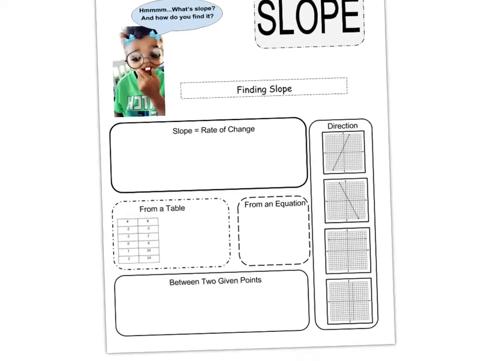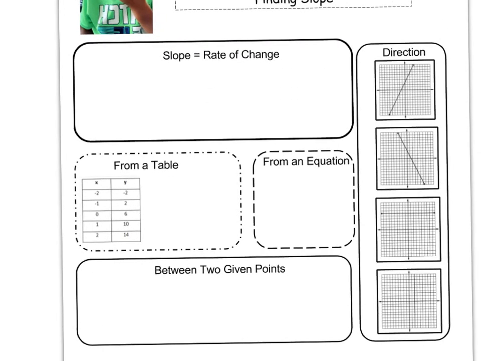Finding slope. So let's first talk about what slope is. Slope is also called the rate of change. So anytime you are asked what the rate of change is, that is slope. We see slope on a graph, but it's the rate of change. It's the rate that the graph is changing. It's the rate that the points are changing. And anything can have a rate of change if it is changing.